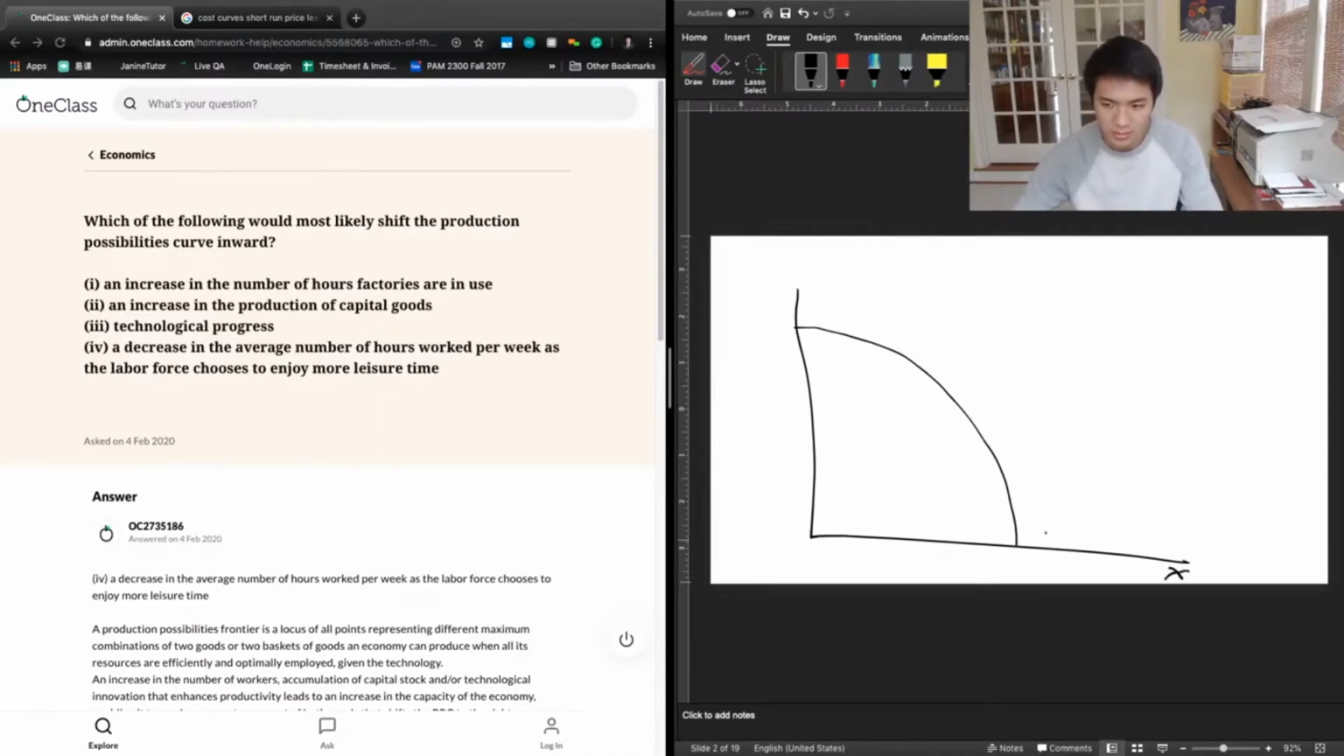You say this is good X, this is good Y, and so we're saying you can produce only two types of goods. What are the possible bundles on this frontier of goods, and what is going to happen that's going to shift this curve inward?